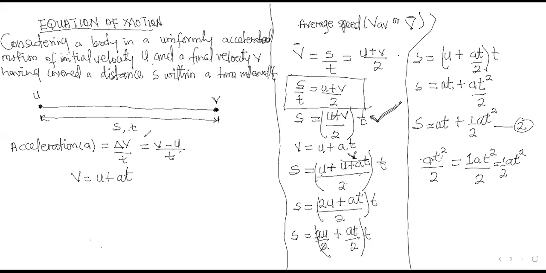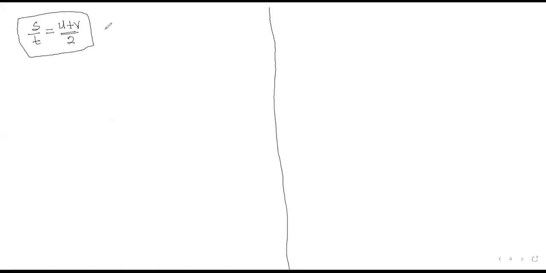Equation 3. I said your understanding of average velocity is all that you need for equation 2 and 3. When you manage to understand average velocity, yes, average velocity is total distance over total time, which is also equal to initial velocity plus final velocity, all divided by 2. Okay, so this is the central nervous system for equation 2 and 3.